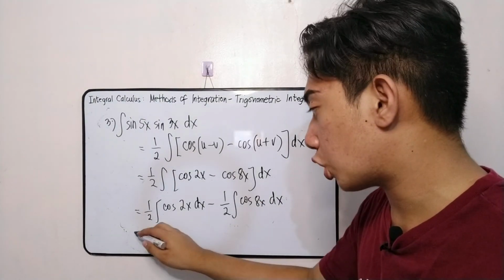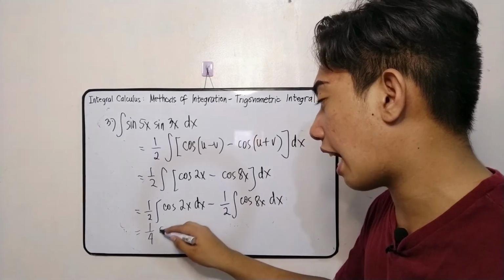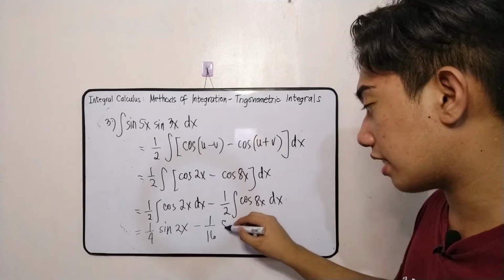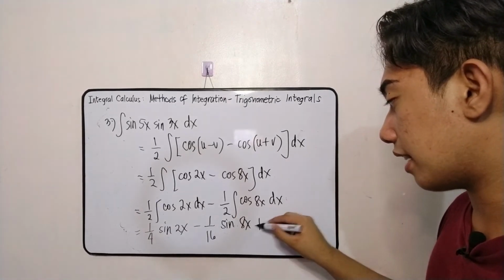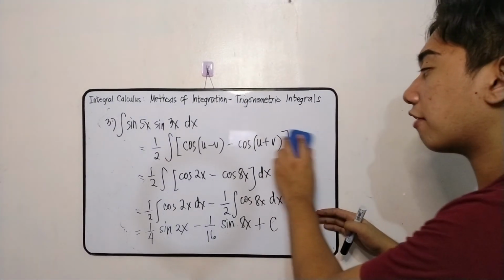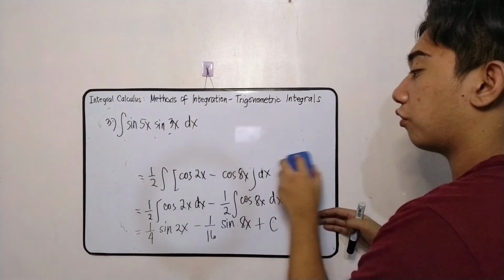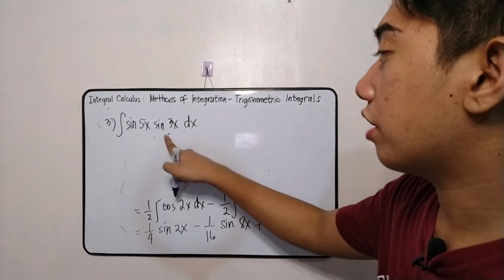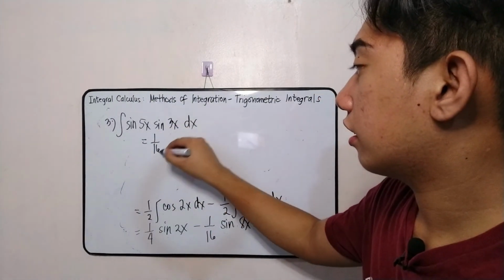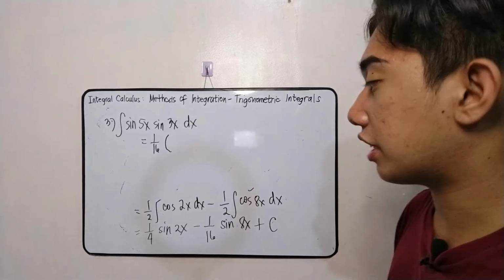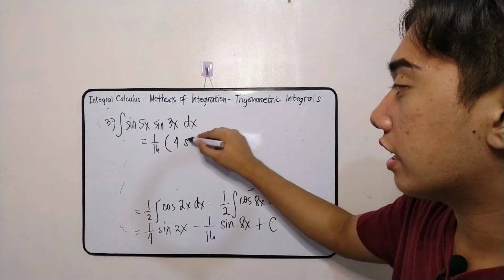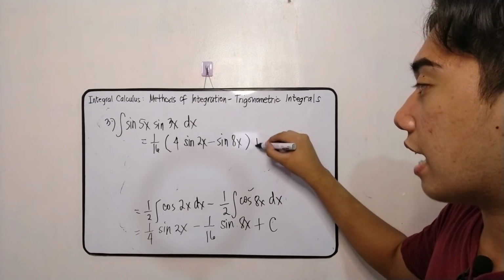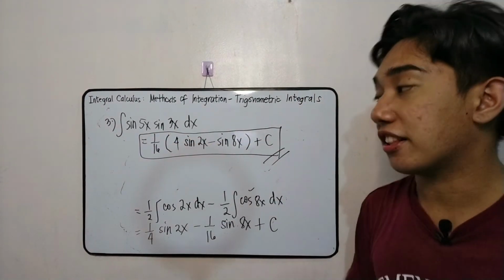Further integration will result to 1/4 sine 2x minus 1/16 sine 8x plus c. Then next, to further simplify pa, we will factor out the constant. So to factor out the constant, we have to factor 1/16. So 1/16 times, 16 divided by 4, we have 4 here. So 4 sine 2x minus sine 8x plus c. And that's our final answer.